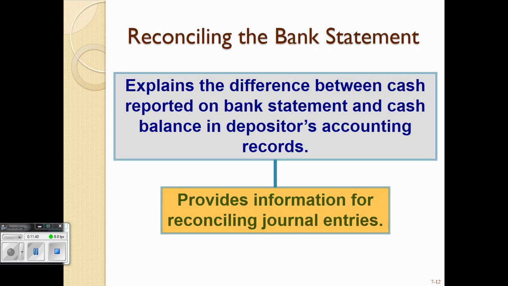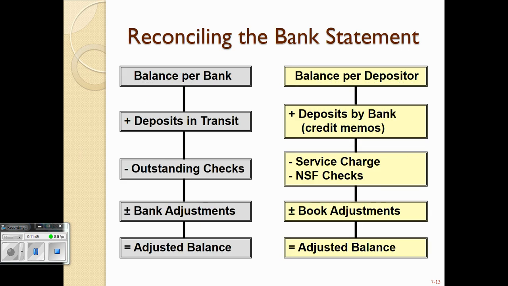You do want to reconcile your bank statement on a regular basis. Part of the reason is so you have the information necessary for doing your journal transactions.